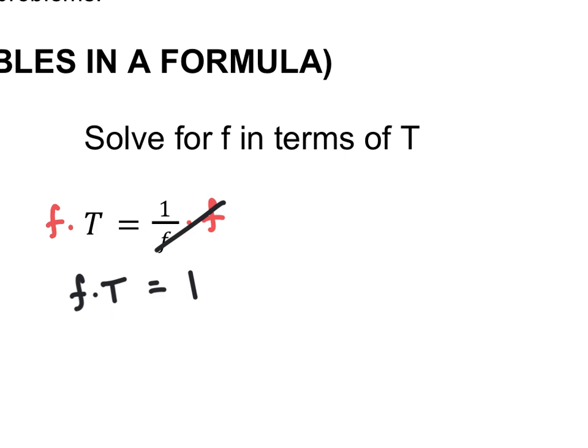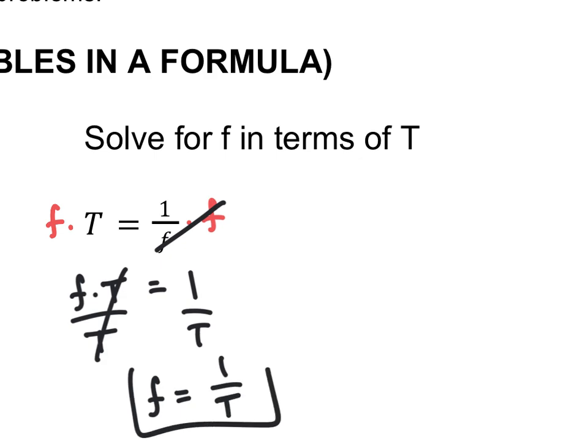Now, if I want to solve this equation for f, because that's what we're doing, I would divide both sides of this equation by t. My t's are going to divide out here, and then we've got that f is equal to 1 divided by t. And that's our answer for that. Let's take a look at the next one.